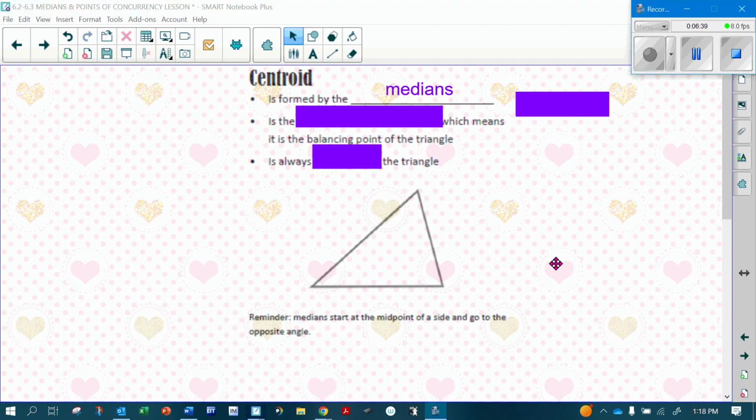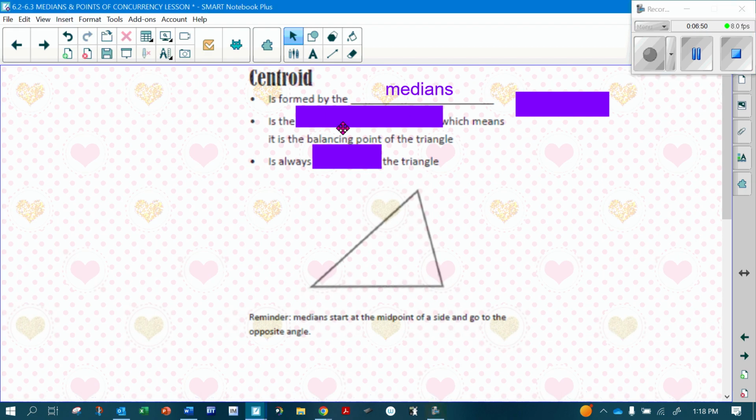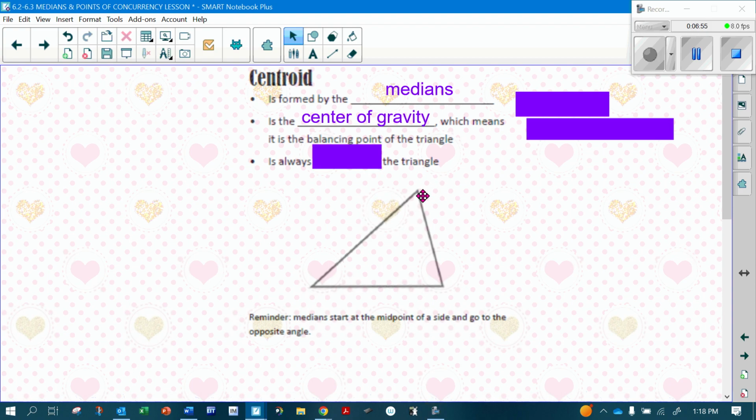Okay, sorry, I had to take a phone call. So centroid. The centroid is the intersection of all your medians. So remember, your median connects the midpoint and the corner. It is the center of gravity. So when you draw all your medians and you get the centroid location, you could actually balance this triangle on the tip of your pencil if it is exactly where it's supposed to be, because that's the balancing point for the triangle. So this one will always be on the inside of the triangle.